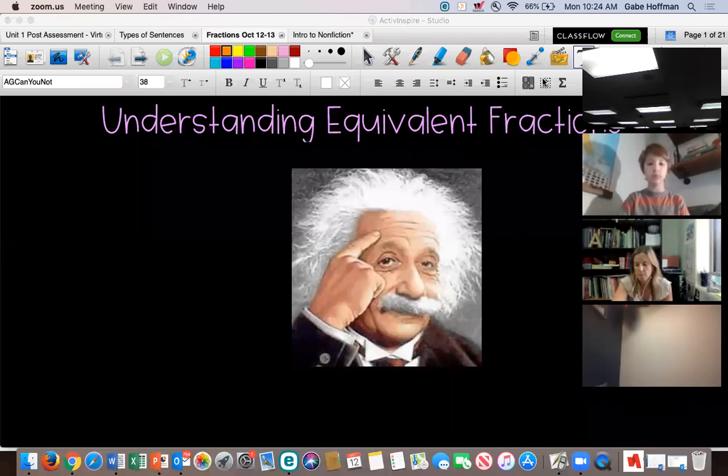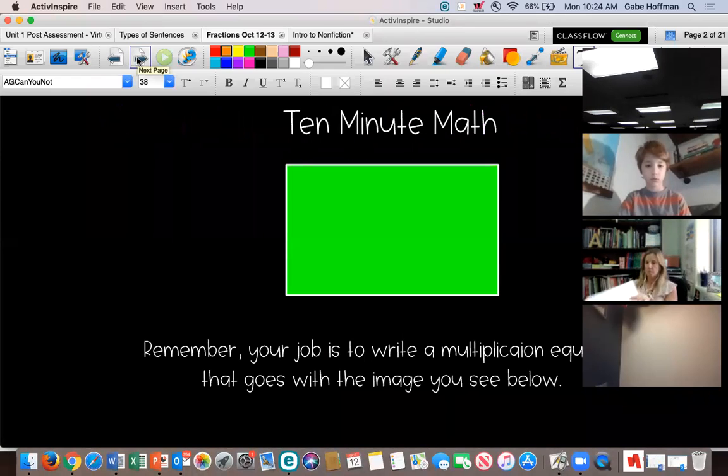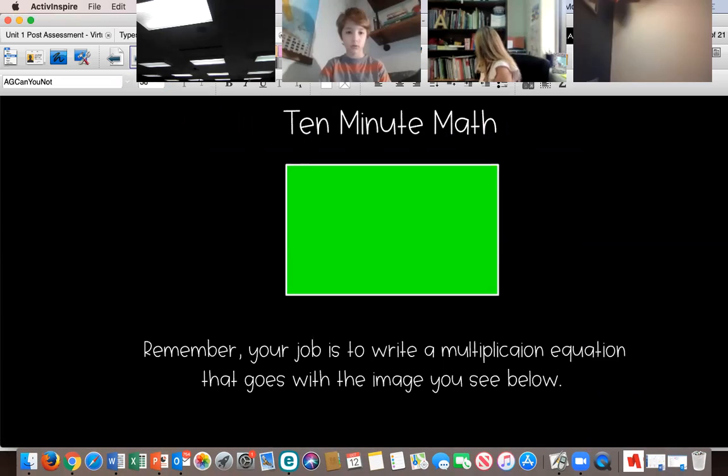Okay, so today we're going to be talking about understanding equivalent fractions, but before we start that, we're going to go ahead and do our 10-minute math. So everyone needs to get ready. You guys remember, you're going to look at this for 3 seconds, not 30 seconds, and try to remember it and draw it on your whiteboard. You're going to have 30 seconds to try and remember it. Then I'm going to cover it up during that 30 seconds, then I'm going to uncover it again, and then we'll talk about it, okay?